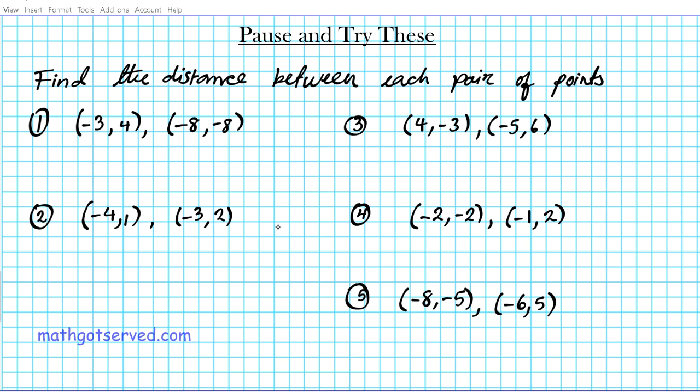Alrighty, welcome back. So hopefully you had a chance to try the problems. The answers are as follows. Number 1, the answer is 13. That's the distance between the 2 points. For number 2, the answer is square root of 2. For number 3, the distance between the 2 points is 9 root 2. For number 4, the distance between these 2 points is root 17. And for number 5, the distance between the 2 points is 2 root 26.